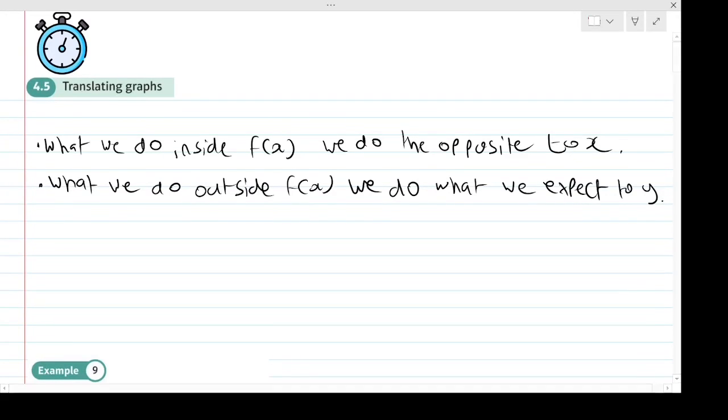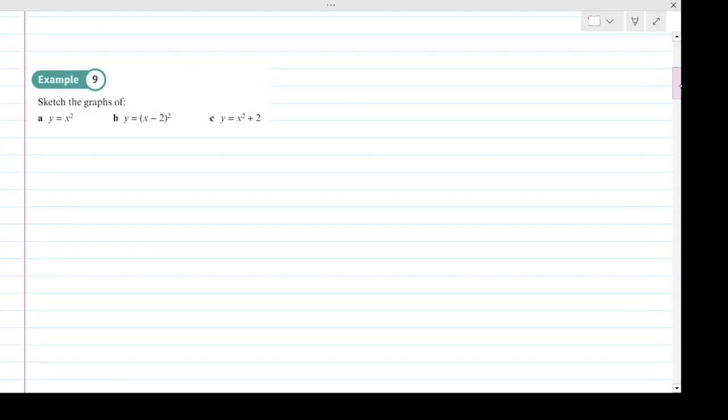Hello, so we need to be able to transform graphs, and here we're going to look at translating graphs. The philosophy with any transformation is what we firstly do inside the function f of x, we do the opposite, which affects x. And then what we do outside the function, we do what we expect, which affects the y values. Okay, so what does that mean then?